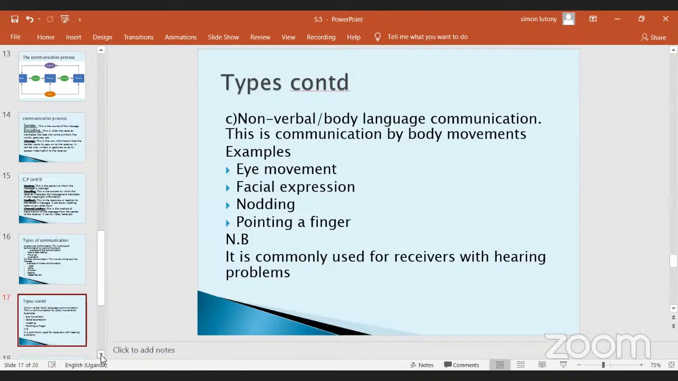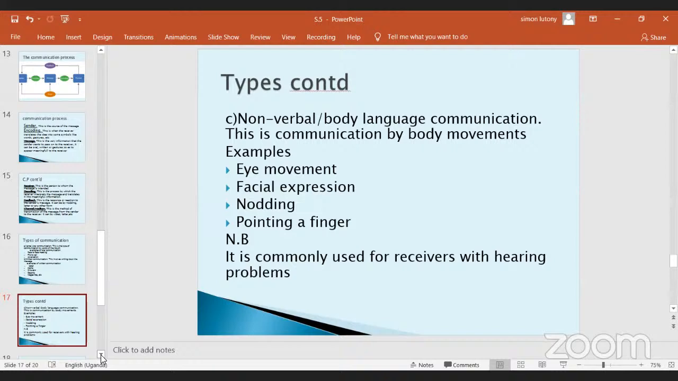But did you say anything? Did you speak any word? No. So when you talk about body language communication, we mean communication by use of our body. Let your body communicate. Let your body pass on the information. So we can have examples here. For example, you can look at your screen and see we have eye movements. When you move your eyes, they are passing on some information, and the receiver will be able to interpret what you are saying based on the way you are moving your eyes.